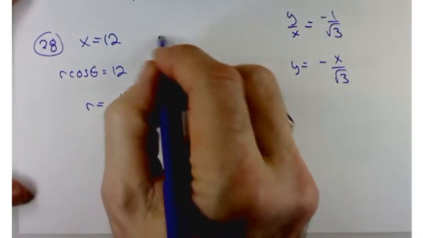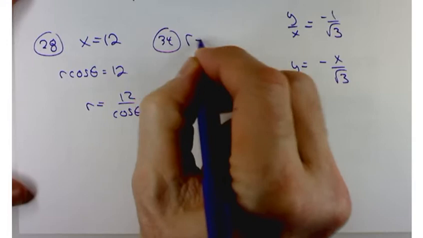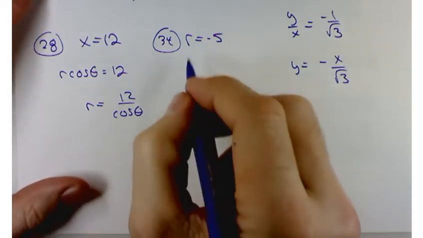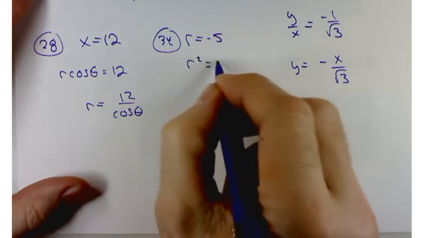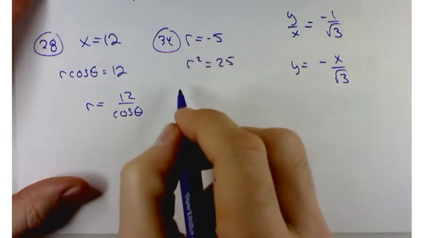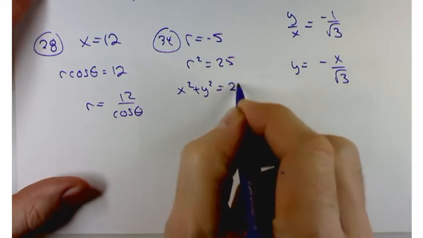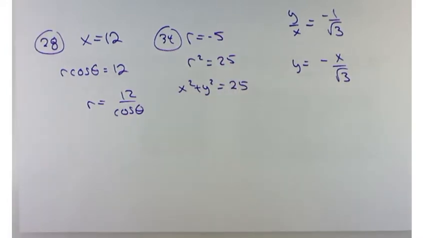And finally, let's get around to problem number 34, and then talking about these graphs. So problem number 34, r equals negative 5. Well, I'm going to cheat a little bit, and let's square both sides and get r squared is 25. So we get x squared plus y squared equals 25.